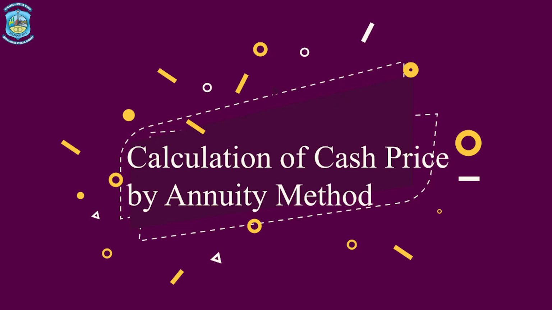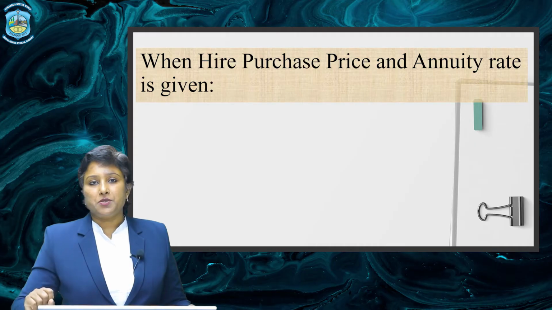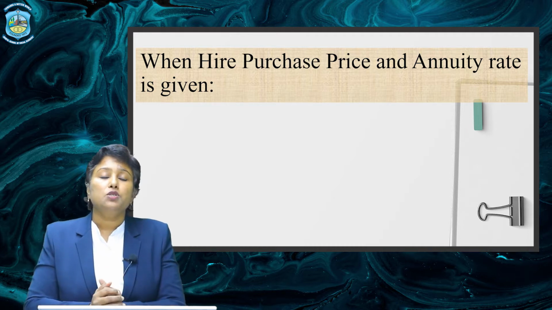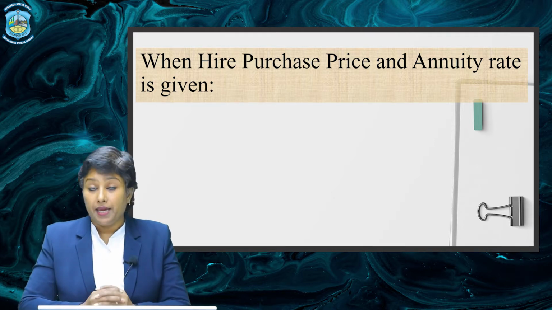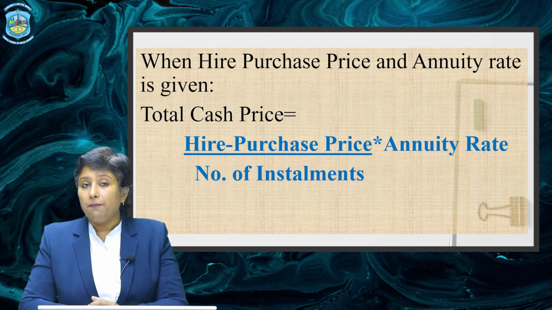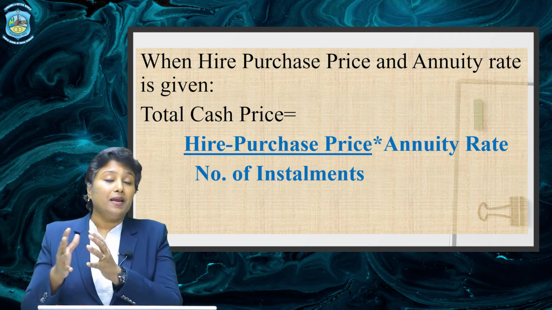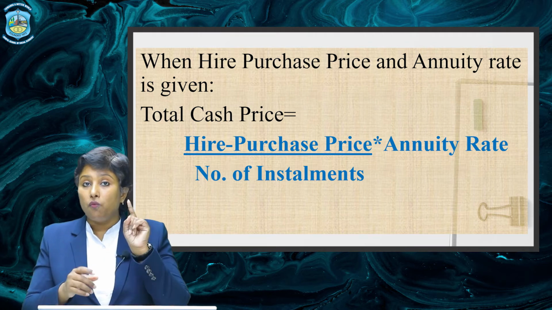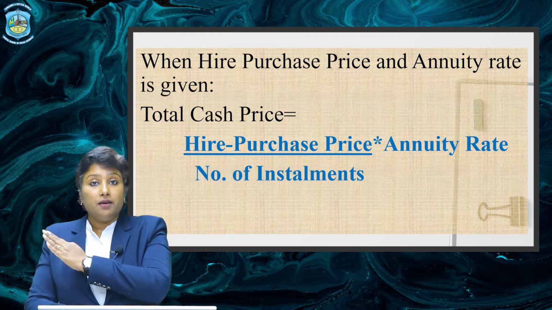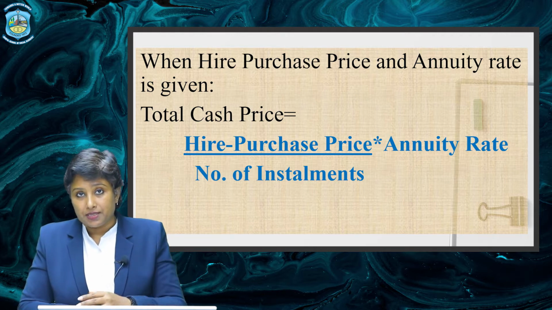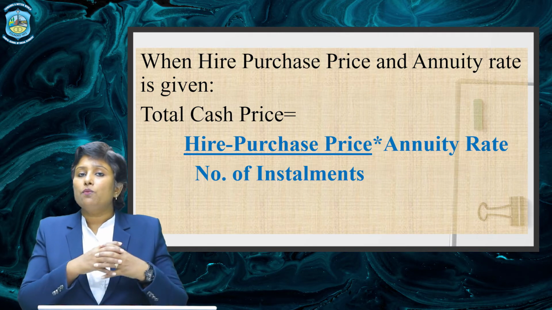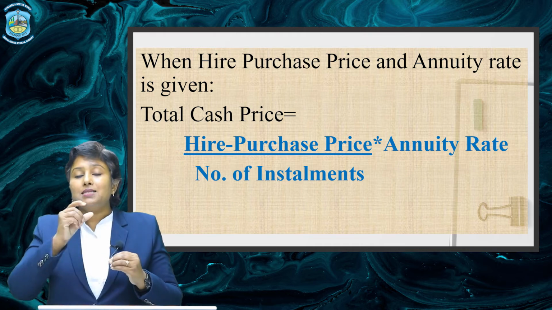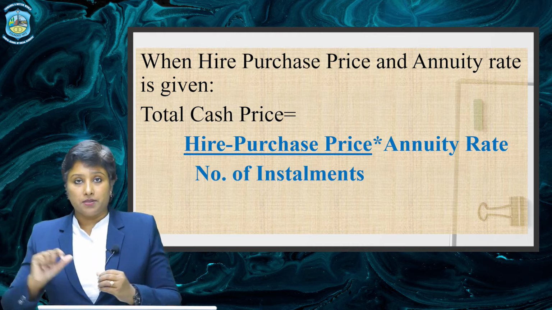annuity rate. So my dear students, when the hire purchase price and the annuity rate are given to you in the question, the simple formula to be applied to calculate the cash price is hire purchase price upon the number of installments multiplied by the annuity rate. This annuity rate is the present value of 1 rupee for a given number of years at a given rate of interest. Okay, so it says what amount of money you have to invest right now to get a certain amount of interest in n number of years.